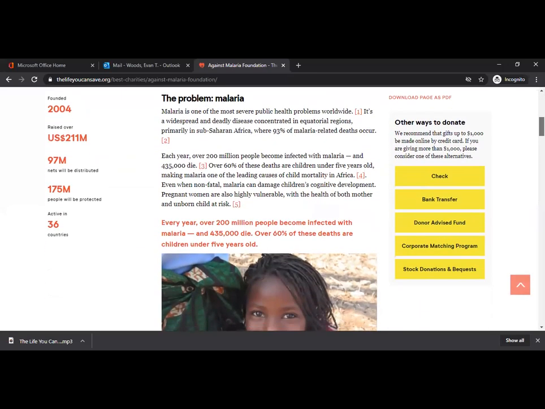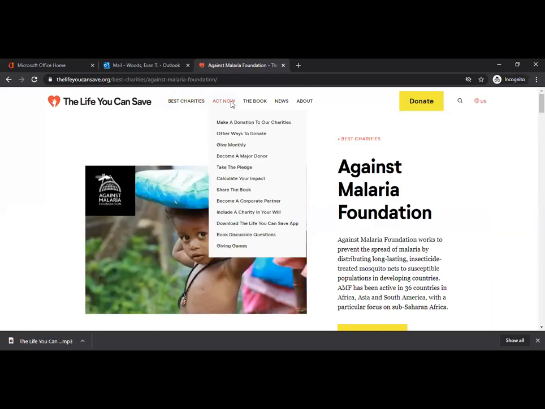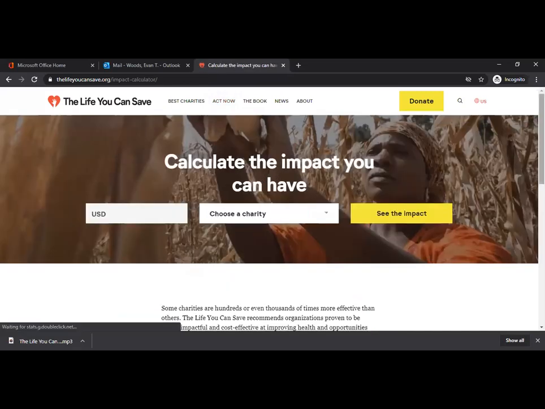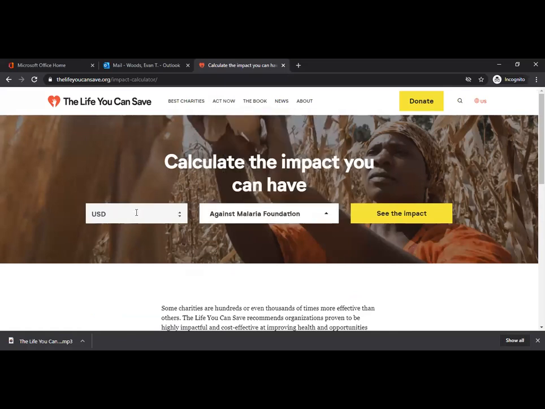It's going to give you data on stuff. This is connected to Peter Singer's organization. Can people see this? Calculate your impacts now. Yes. Okay. So you can get on here and play around with stuff. Let's choose the Against Malaria Foundation.